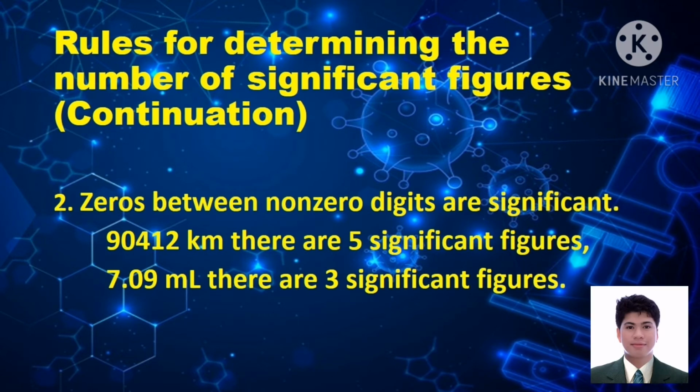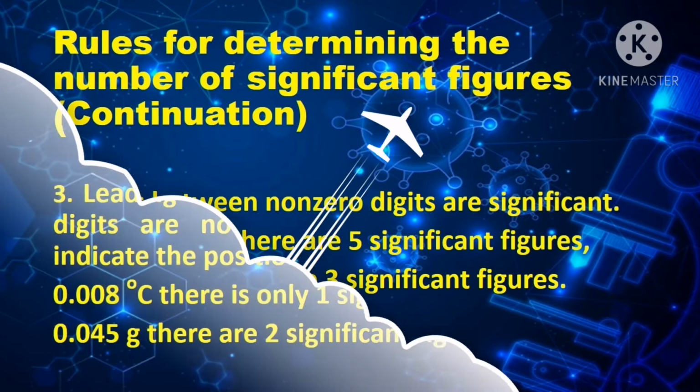Rule number 2: zeros between non-zero digits are significant. For instance, 90,412 kilometers has 5 significant figures. Then 7.09 milliliters has 3 significant figures.